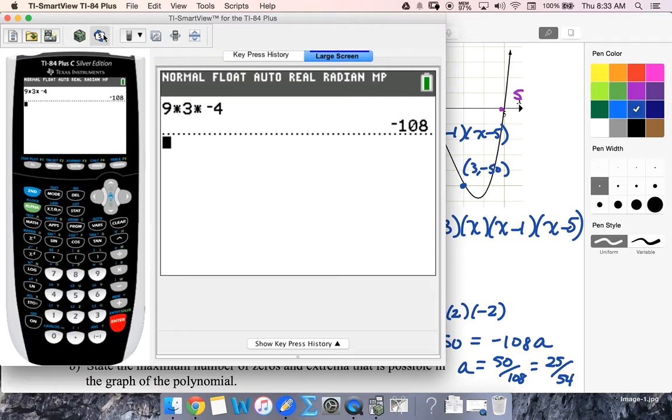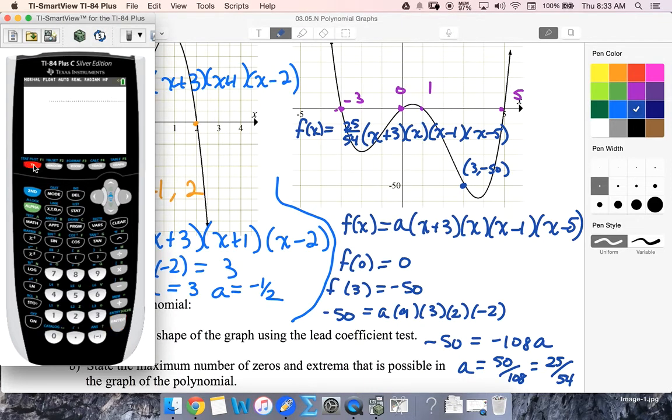I'm going to hide my screen for a minute. Y equals, let's go in and change this to 25 over 54. And then we've got x plus 3, x minus 1, and x minus 5.